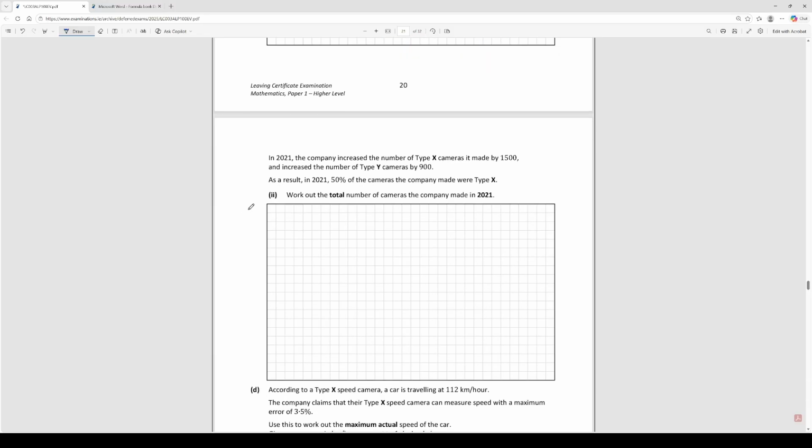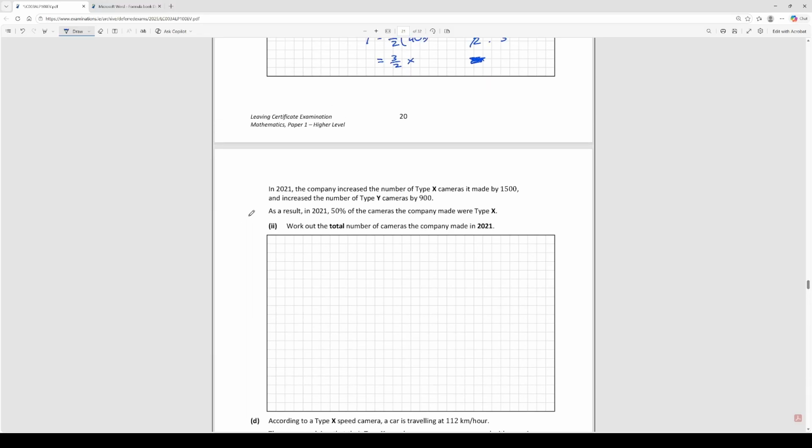So in 2021, the company increased the total number of Type X cameras it made by 1,500 and increased the total number of Y cameras by 900. As a result, it was 50-50. Work out the total number of cameras the company made in 2021.